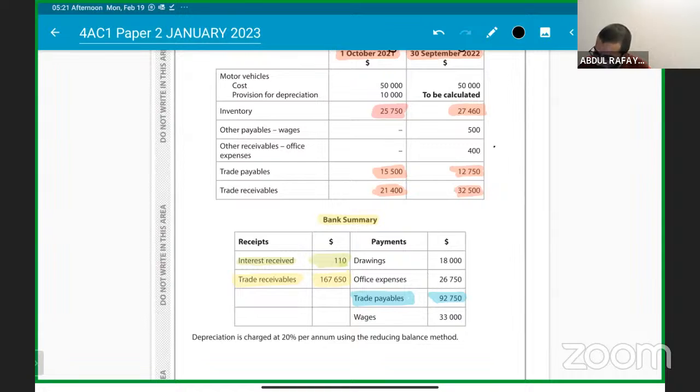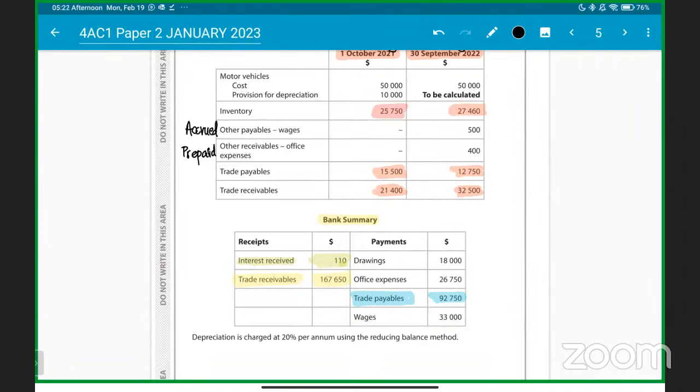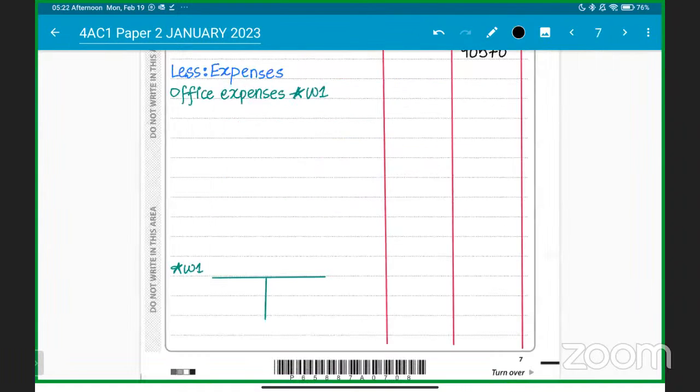So it will be office expenses 26,750 and subtract 400 from there, because these are other receivables. It's a prepaid amount. You have paid an extra. Let's do it directly because this is easy. This means prepaid, you have paid in advance, and this means accrued, you haven't paid for the service you are due.